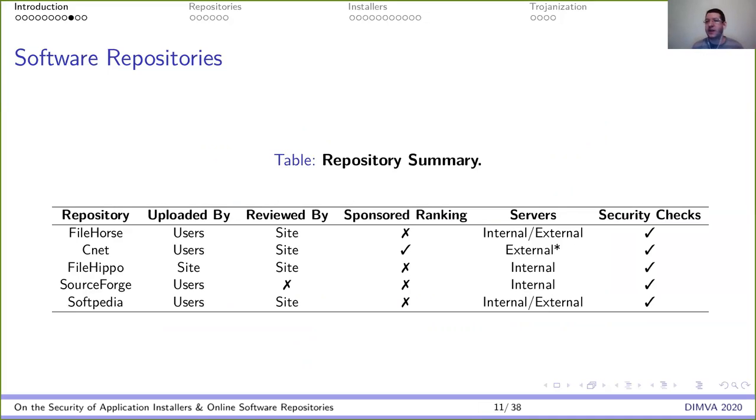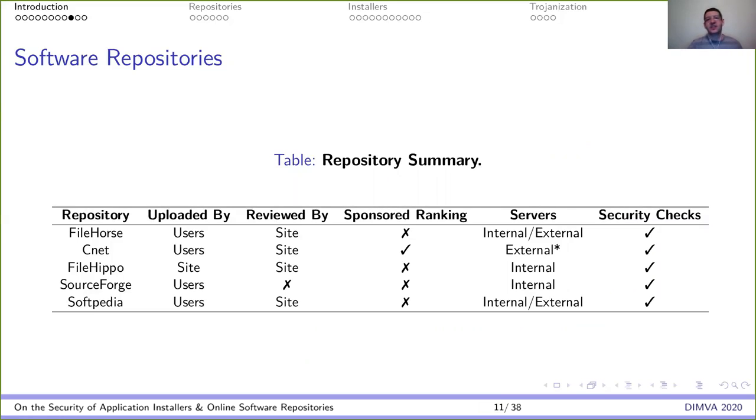And here is a summary of what happens in all of the repositories, and there are very interesting things that we need to be concerned about. For instance, CNET allows applications to be sponsored, which means that someone may pay for an application to climb to the first rank position. If an attacker were able to pay to sponsor an application, a malicious application would climb to the first rank positions and infect multiple users.